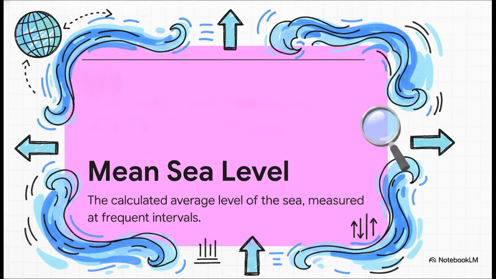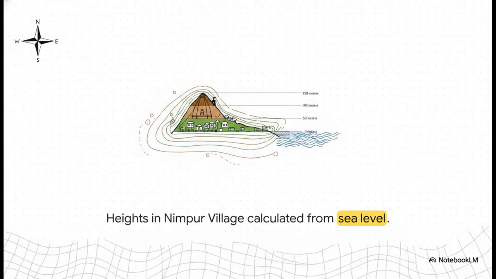This globally recognized starting point is what we call mean sea level, or MSL. Let's look at a cross-section of a fictional place, let's call it Nimpur Village, to see this in action. The water over on the right, that's our mean sea level, sitting exactly at 0 meters. Now, as we move inland and head uphill, we can see exactly how height is calculated. Nimpur Village sits nicely at 50 meters above sea level, and that temple, way up on the peak, is towering above at over 100 meters.